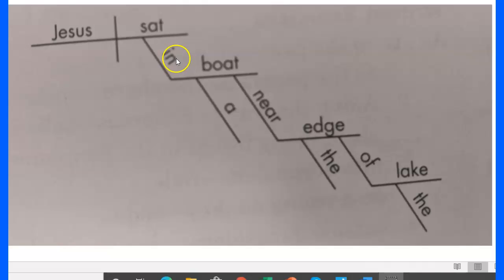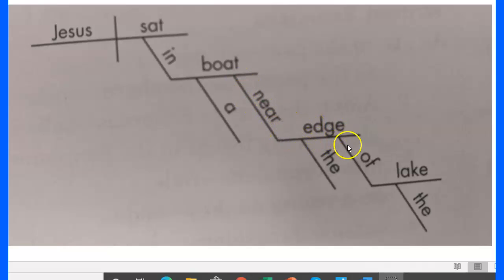We have Jesus sat in the boat. The in the boat is an adverbial because it's telling us where. So we answer that question. In a boat, near the edge, also adverbial because it is still telling us where. And that's what you would think if we just said Jesus sat near the edge, that would be adverbial. But in this case, it's going to get all mixed up in the smoothie.